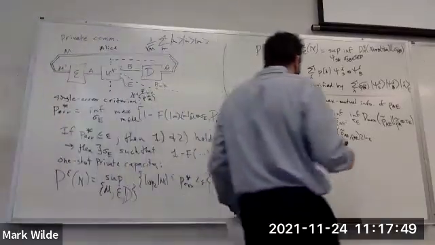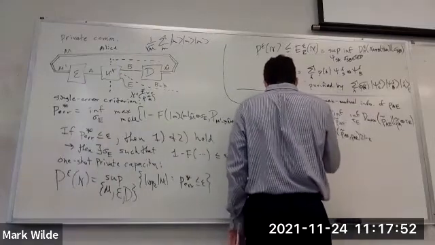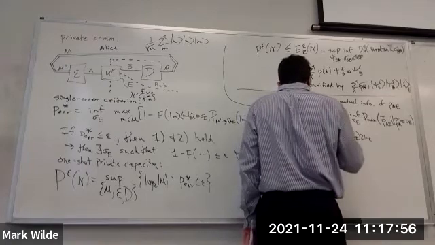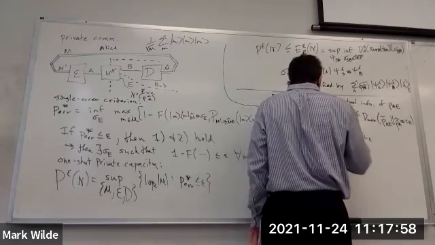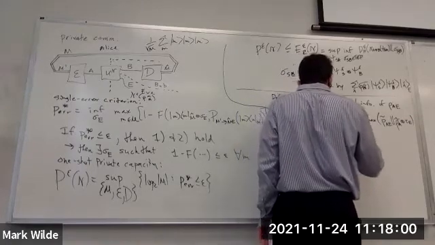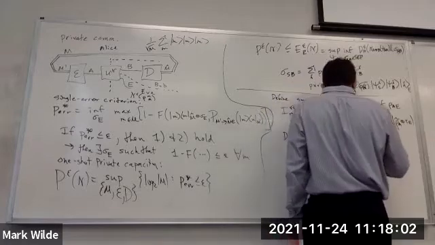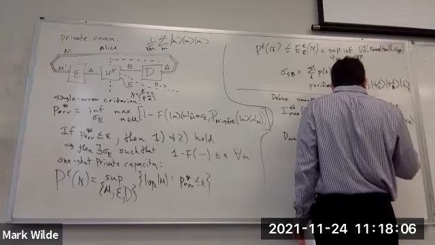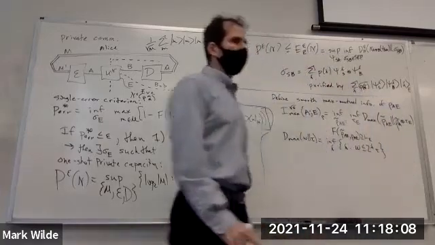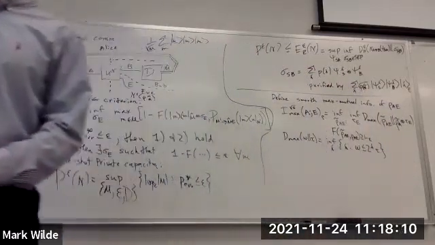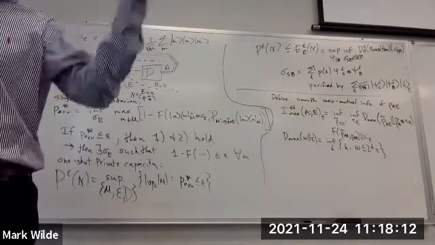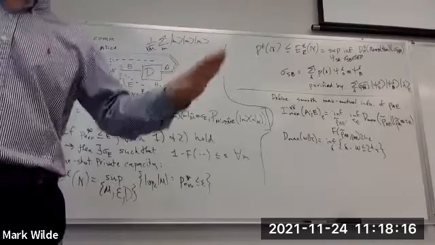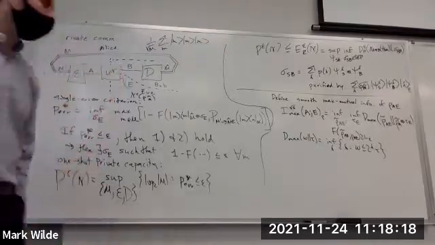So just to remind you, smooth max relative entropy is defined like this. It's the smallest lambda such that this operator inequality holds. Okay. It also can be understood as a limit of sandwich Renyi relative entropy as the alpha parameter goes to infinity. That also holds, and that we showed in the book.